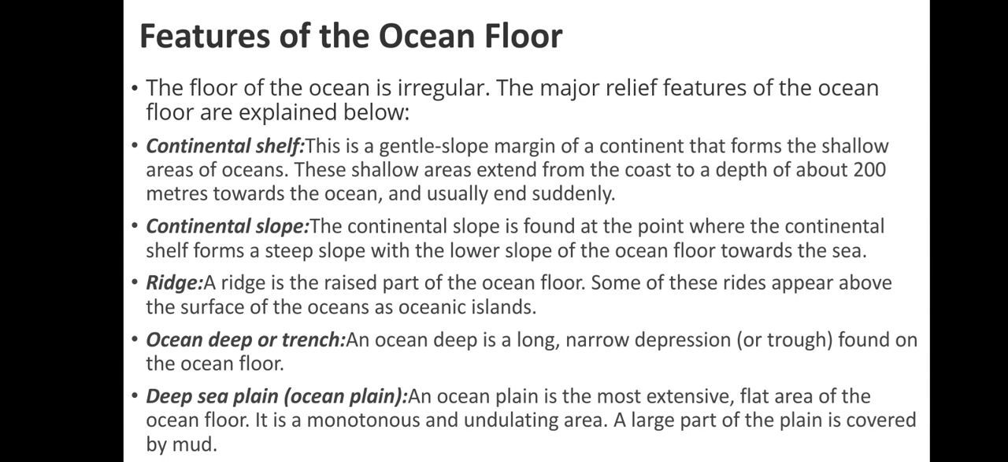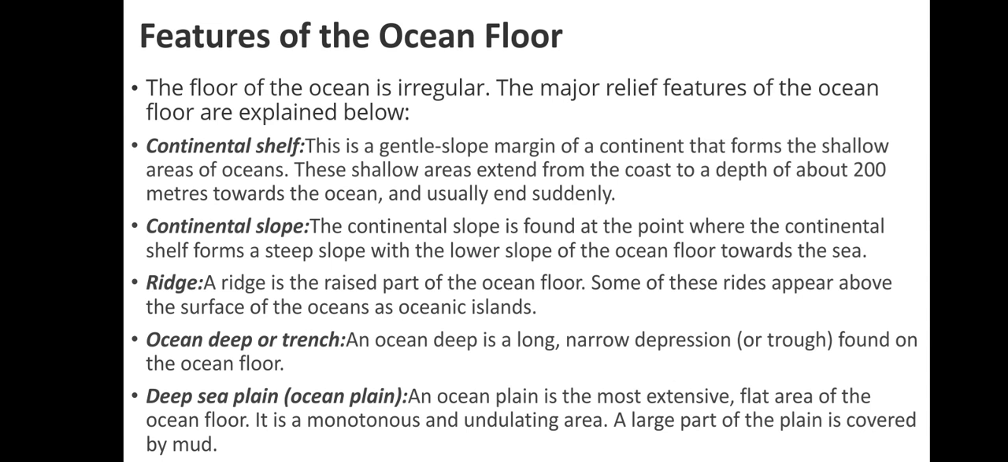The continental slope is found at the point where the continental shelf forms a steep slope with the lower slope of the ocean floor towards the sea. The third one is a ridge. A ridge is the raised part of the ocean floor. It can look like some kind of a little mountain. Now some of these ridges appear above the surface of the oceans as the oceanic islands. The other one is the ocean dip or trench. An ocean dip is a long, narrow depression or trough found on the ocean floor. Basically, this looks like a long valley, so it's a very deep depression.